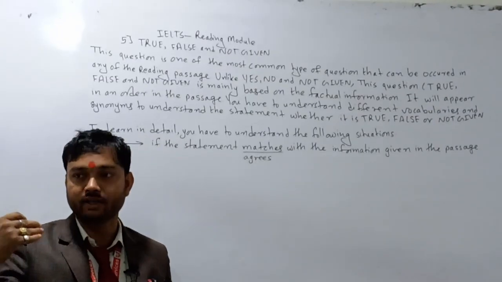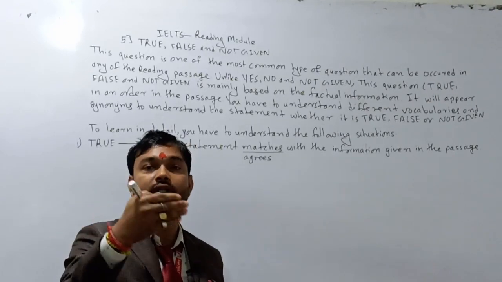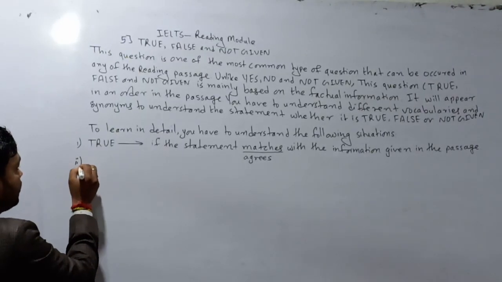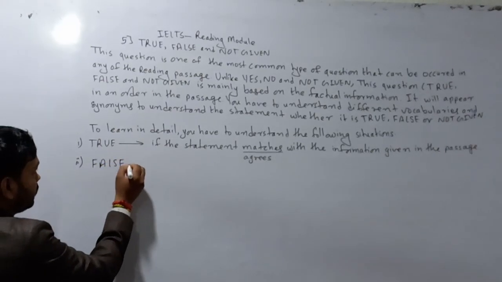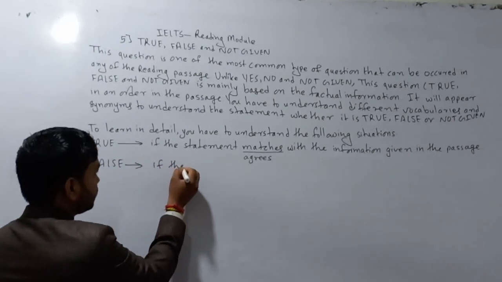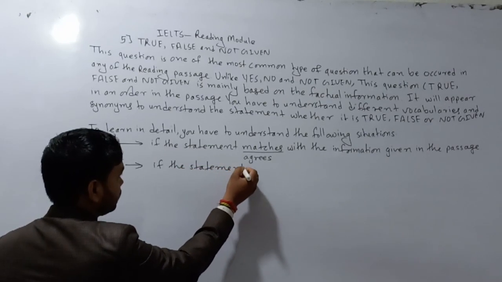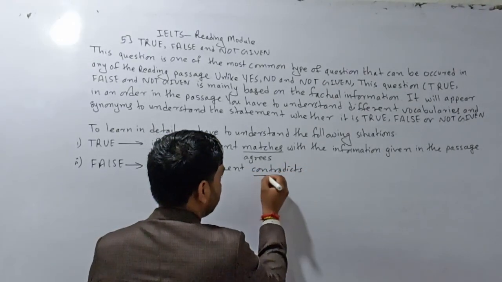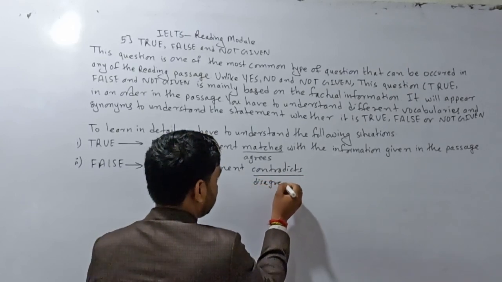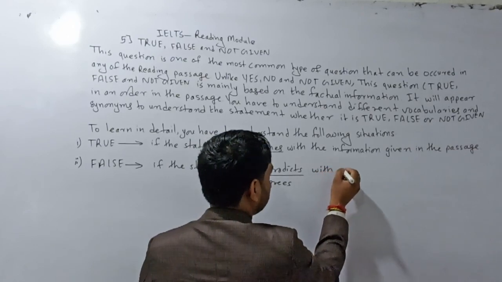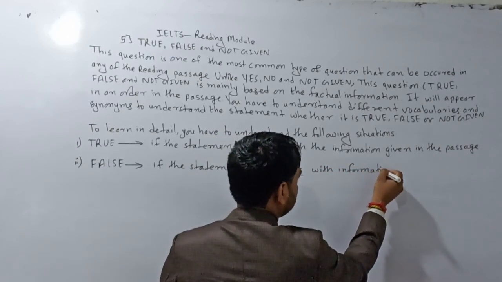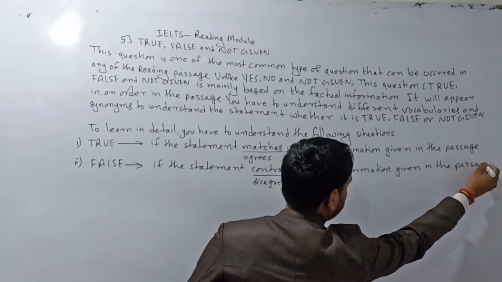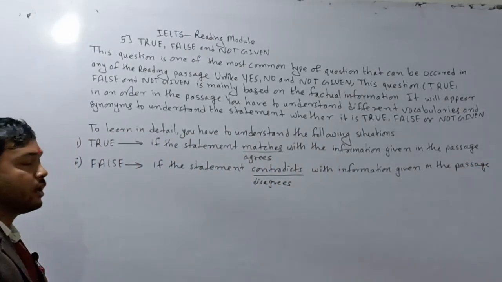This question is one of the most common types of question that can occur in any of the reading passages. There are three passages, passages 1, 2 and 3. Any passage can have these questions. Unlike yes, no and not given, this question true, false and not given is mainly based on factual information, that means scientific fact. As I taught you in my previous video, yes, no, not given is based on the person's or writer's opinion, and it will appear in order in the passage. You have to understand different vocabularies and synonyms to understand whether the statement is true, false or not given.